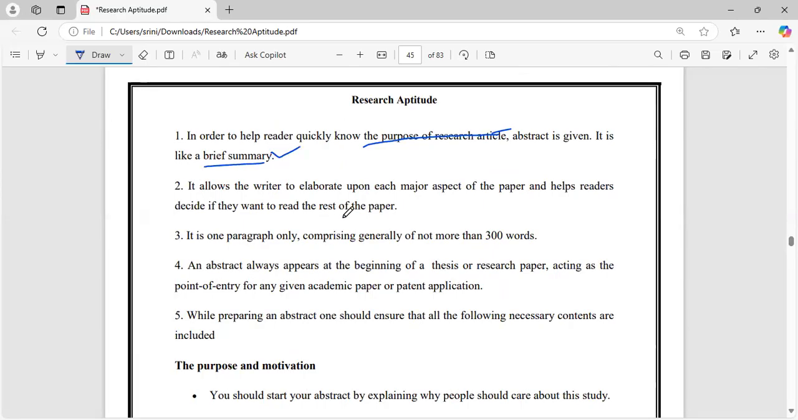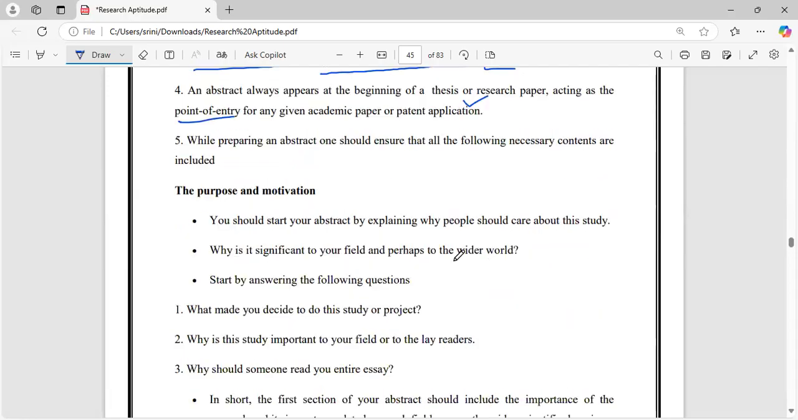It allows the writer to elaborate upon each major subject of the paper and helps readers decide if they want to read the rest of the paper. It is one paragraph only, comprising generally not more than 300 words. An abstract always appears at the beginning of the thesis or research paper, acting as the point of entry for any given academic paper or patent application. Purpose here.